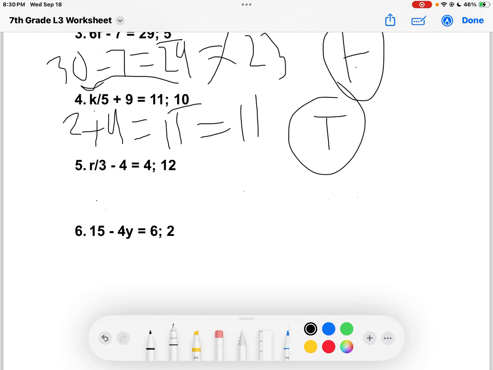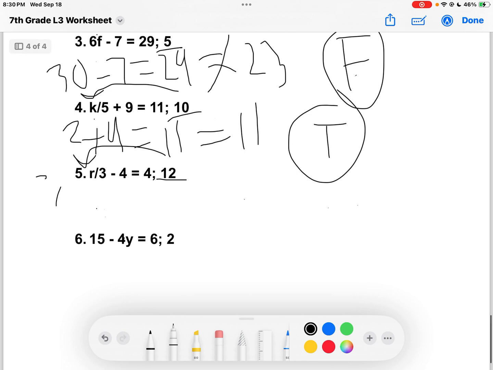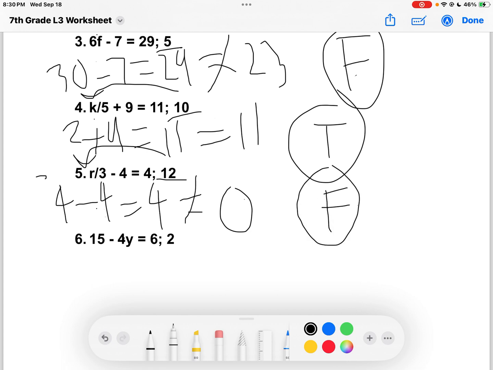r divided by 3 minus 4 equals 4. The solution is said to be 12. Plug it in. 12 over 3 is 4. Minus 4 equals 4. 4 minus 4 equals 0. So these are not equal, so this will be false.